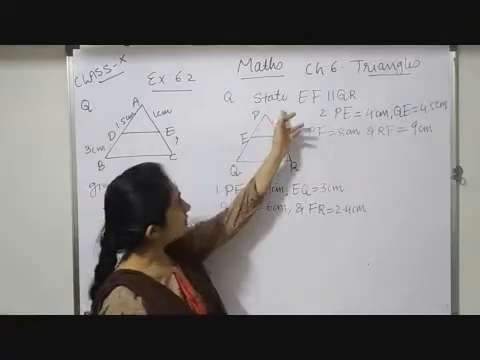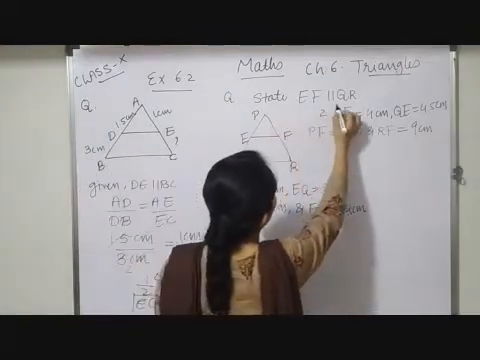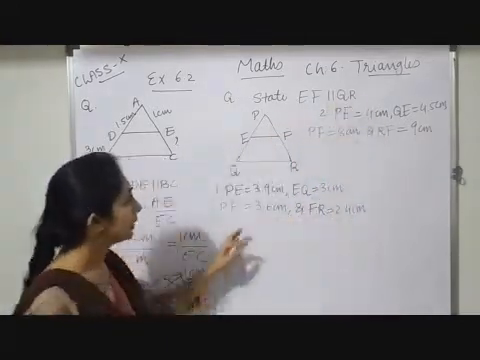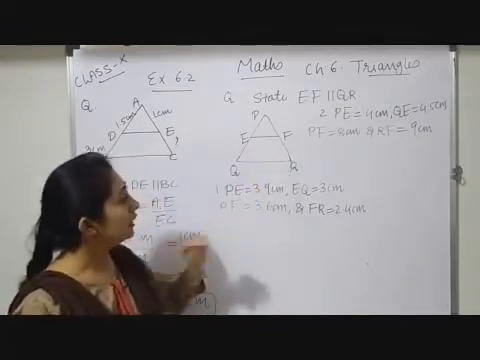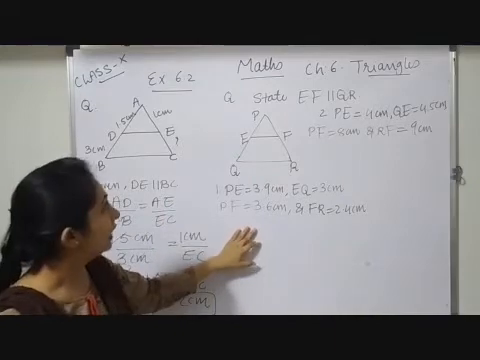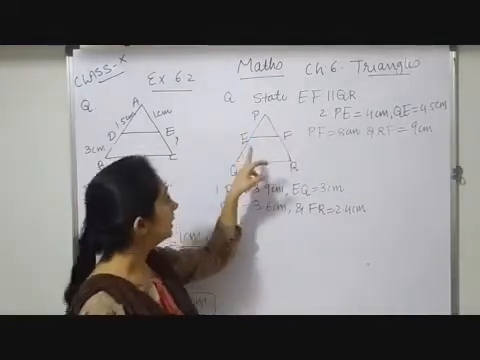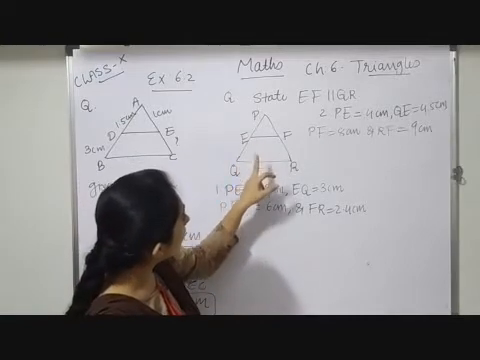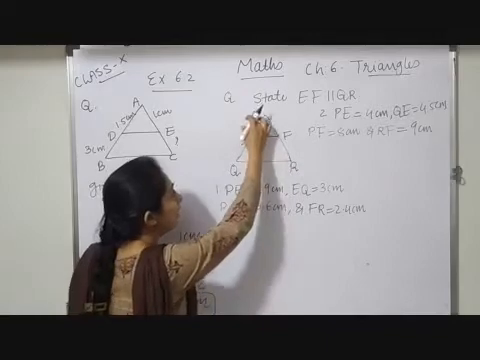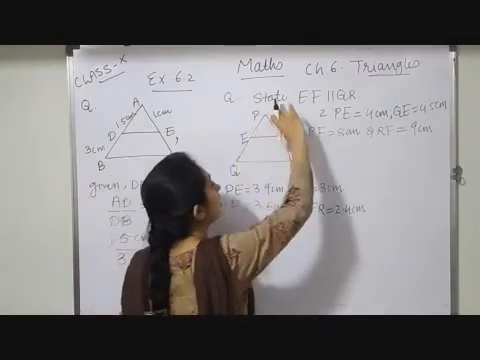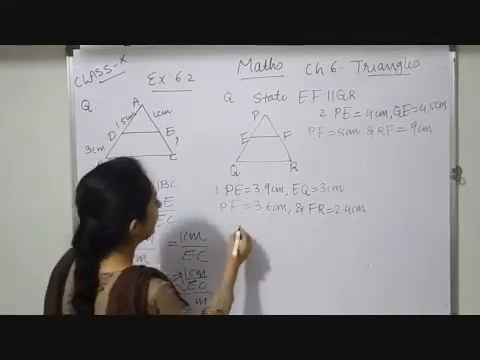Now observe this next question. Here you have to state whether EF is parallel to QR or not. How will you determine that both are parallel? You have studied the converse theorem: if the sides are in proportion, then you can write that EF is parallel to QR. So what I have to show here is PE upon EQ equals PF upon FR. So that I will do here.